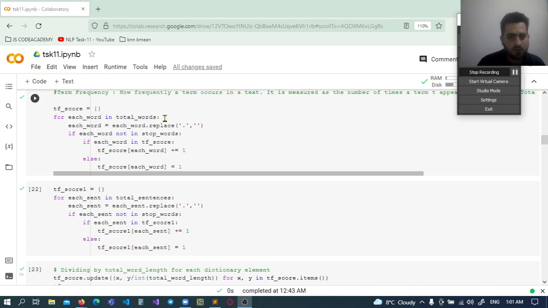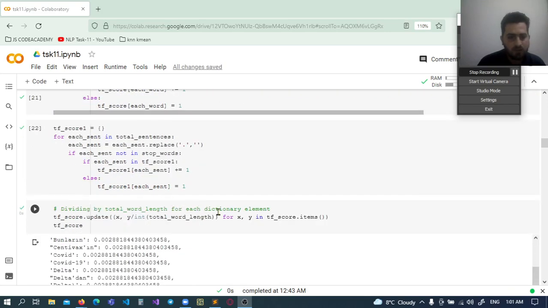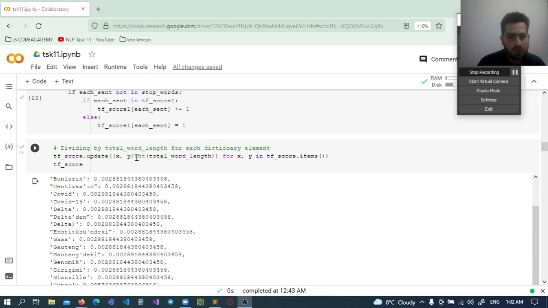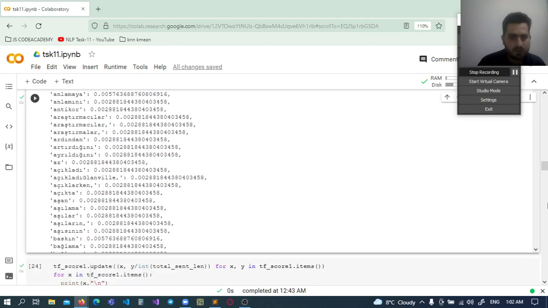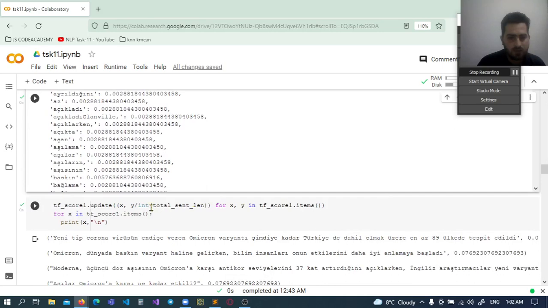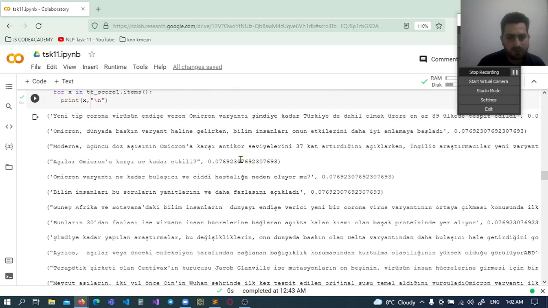For each word, we calculate how many times it occurs in our text, and similarly we do the same thing for our sentences. After that, we are finding the average by dividing by the total number of words in our text, and we find the average for each word in our text. Similarly, we do the same thing and find the average for sentences.